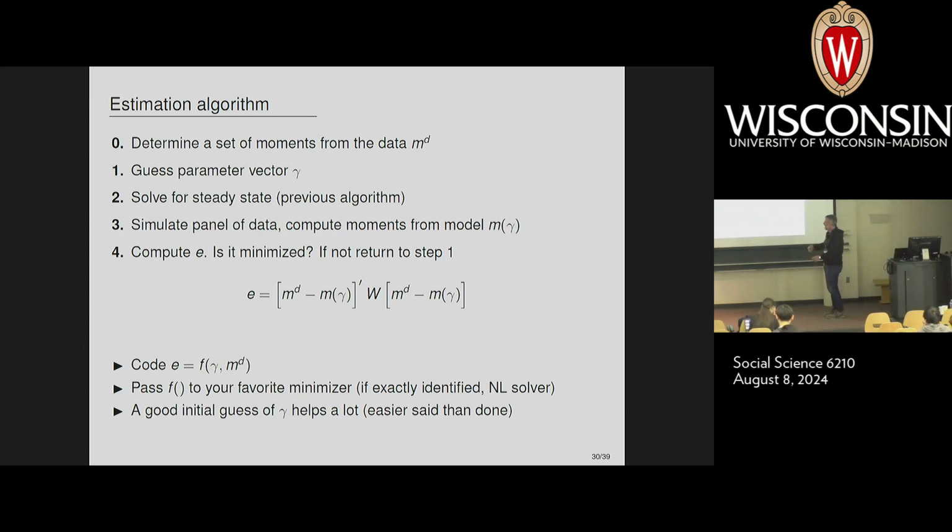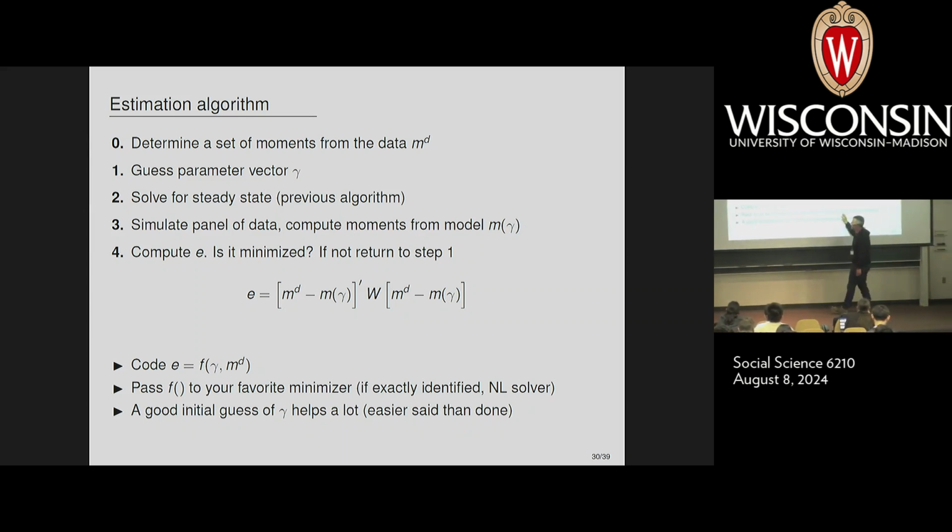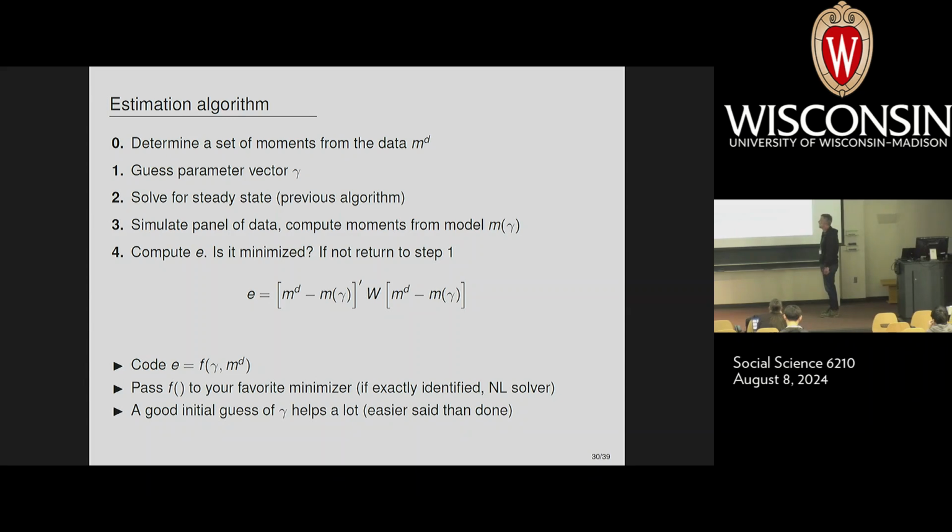Okay, so then I have to figure out how to estimate this thing. So let's assume we know a vector of moments from the data. We'll come back to think about where those come from, but let's assume we have one. Then this is just your typical simulated method of moments, right? You take a guess of the parameters, solve the steady state, simulate a panel of data, compute the moments, minimize this thing, right? Same idea. I like to write this all into a function and then pass it to some sort of minimizer, or if you have an exactly identified system, even just a nonlinear equation solver, that's nice.